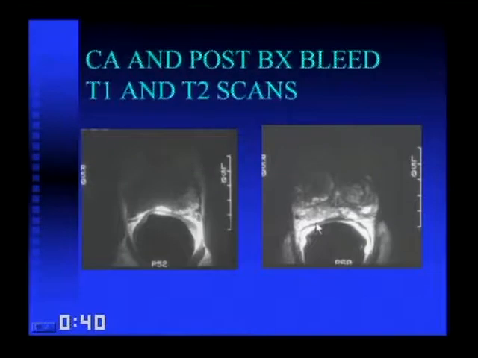This is what happens when you get hemorrhage. This is the T1 scan, this is the T2 scan. There's a lot of heterogeneous dark signal throughout the peripheral zone here, which could be cancer, but when you look on the corresponding T1 scans, it's not all dark. There's a lot of bright signal in here from the hemorrhage, which makes it very difficult to determine how much of this is and isn't cancer.